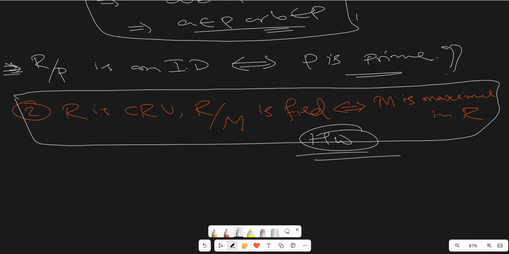So first statement is this: R mod P is an integral domain if and only if P is prime. Okay. And the second statement: R is a commutative ring with unity, R mod M is a field if and only if M is a maximal ideal in R. Okay. Just keep in your mind these two and just note it. Okay. Now I am going to start.